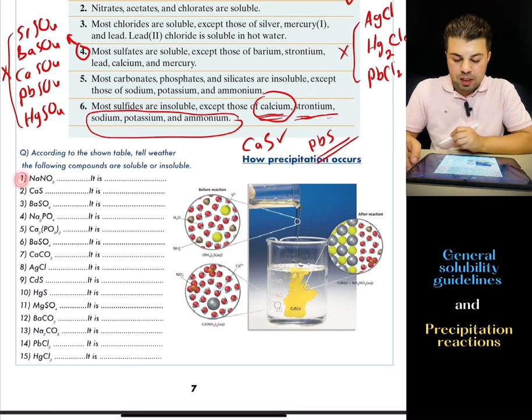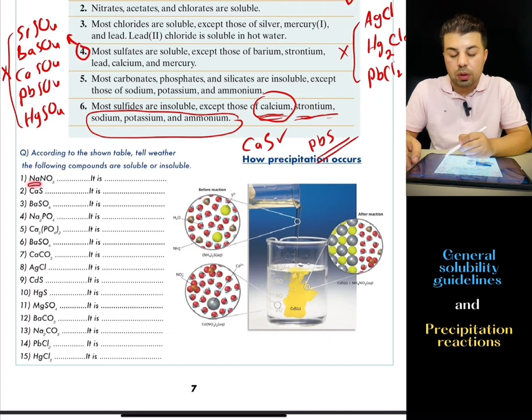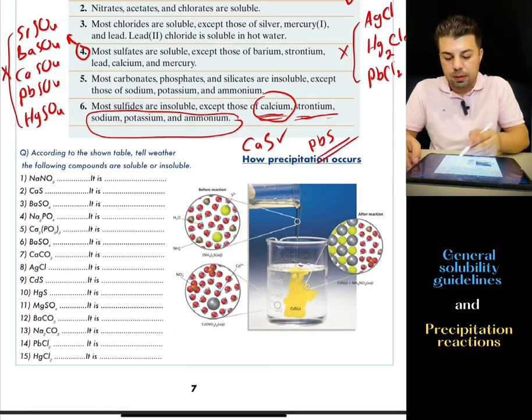Compound number one, is it soluble or insoluble in water? According to rule number one, all sodium compounds are soluble, or you can say based on rule number two, all nitrate compounds are soluble. So it is soluble.